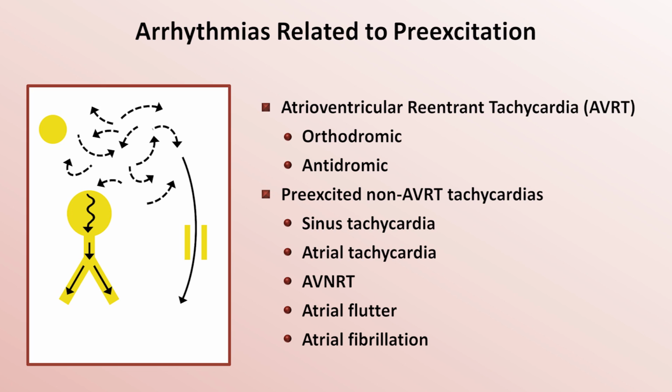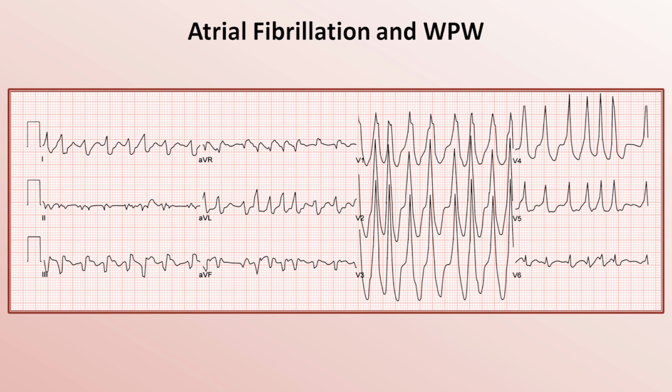One property of accessory pathways that make them prone to this phenomenon is the fact that some demonstrate something called non-decremental conduction, which means that they conduct just as well at fast rates as slow ones. Here's an example of atrial fibrillation in WPW. It has a very distinct appearance. There are very few things which will cause an irregularly irregular, wide complex tachycardia.